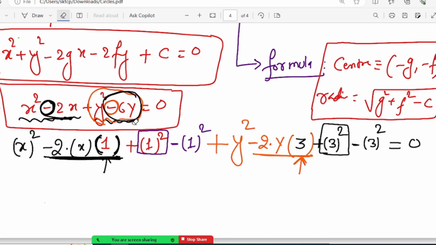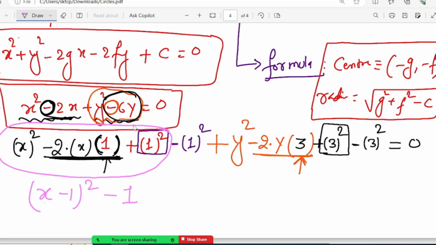Now, see the benefit of this adjustment. You will realize that the first three terms become settled on identity and it can be written as x minus 1 whole square, isn't it?